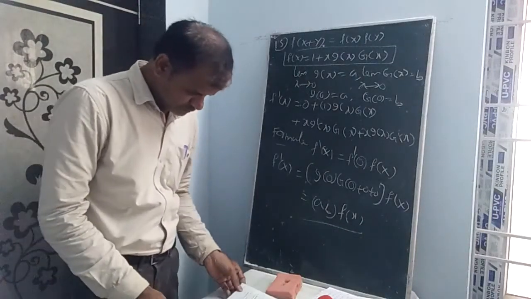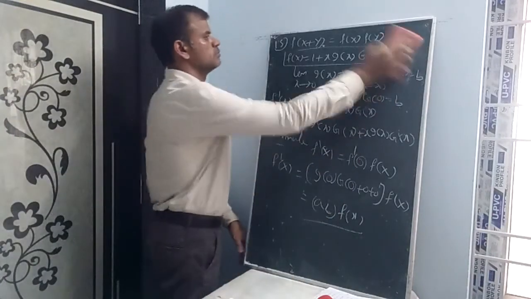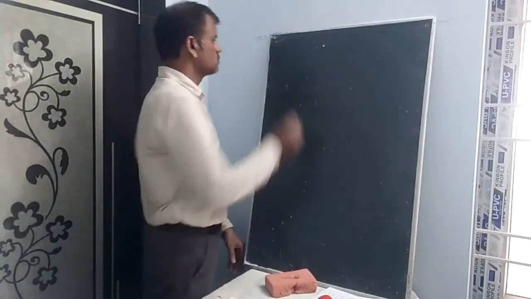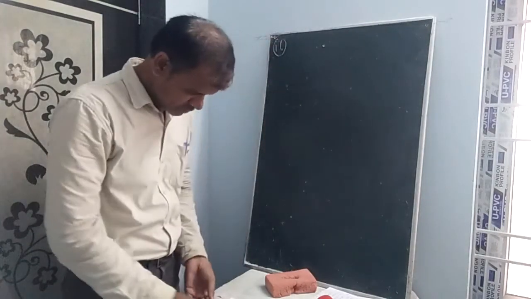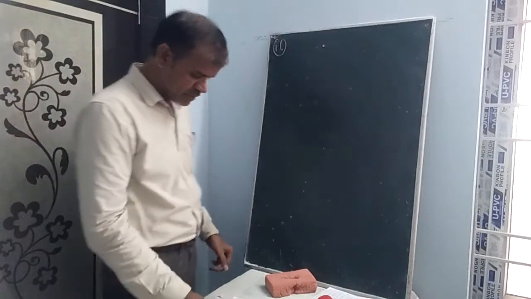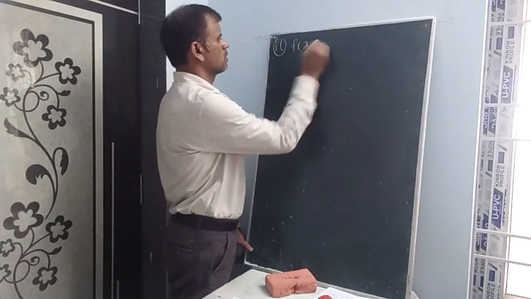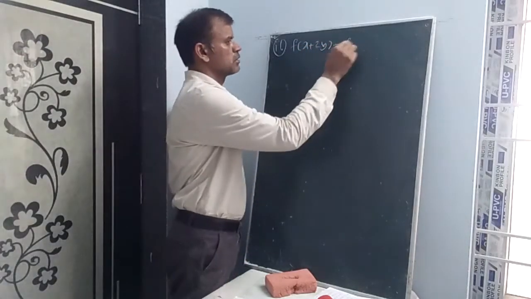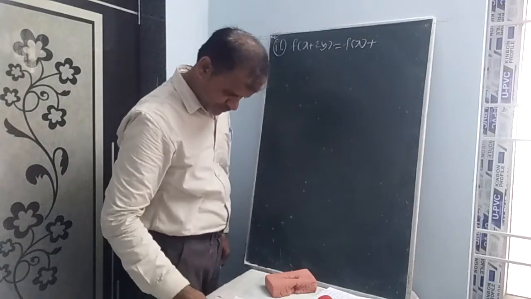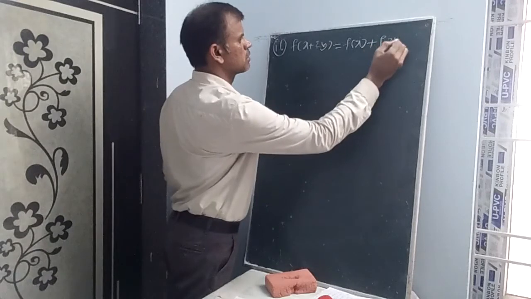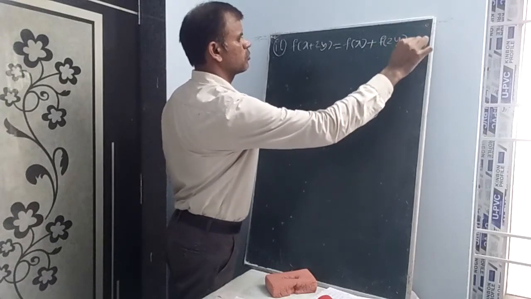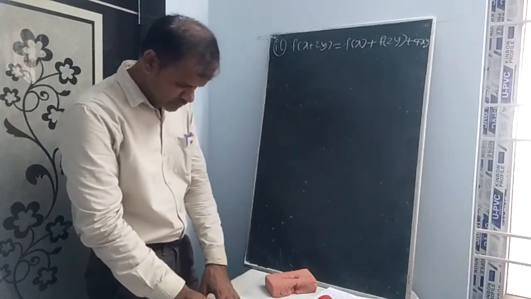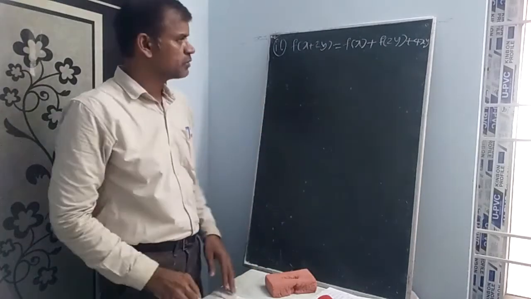Now level 2, 16th question. f maps R to R, a differentiable function such that f of x plus 2y is equal to f of x plus f of 2y plus 4xy, given for all x, y belonging to R. Then according to the options we should verify.